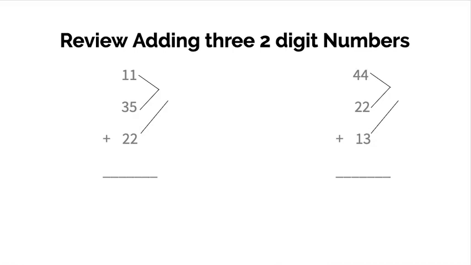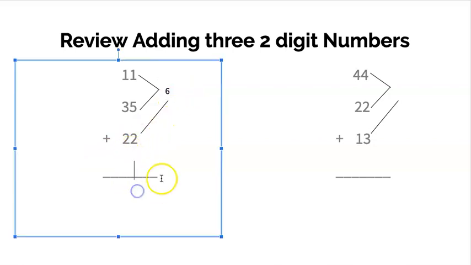First, we're going to review adding three two-digit numbers. All right, so we're always going to start with our ones column. So 1 plus 5 gives you 6. And then 6 plus 2 gives you 8.